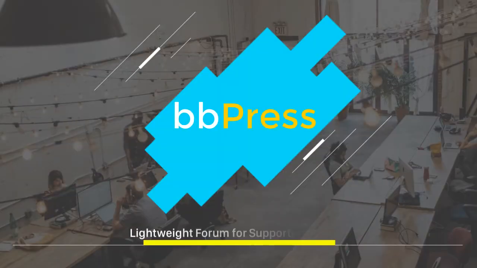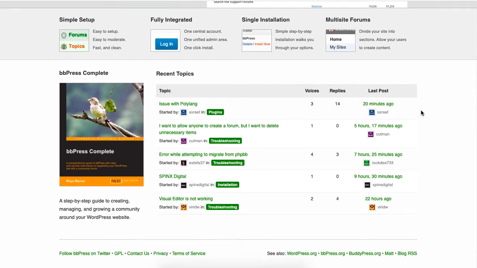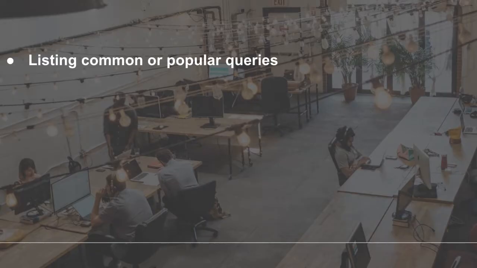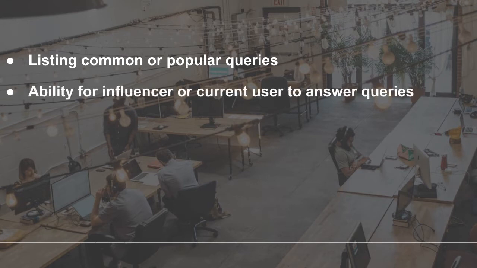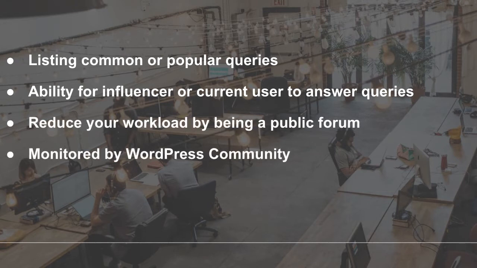The WordPress community built bbPress as forum software in 2004. Multiple companies who have WordPress sites tend to use this free plugin for customer support. Although it is not precisely a help desk tool, you can utilize it as one. Features for bbPress include listing out common or popular queries, ability for influencers or current users to answer queries, reduce your workload by being a public forum. Also, this plugin is directly monitored by the WordPress community, and the best part about this plugin is it is completely free to use.